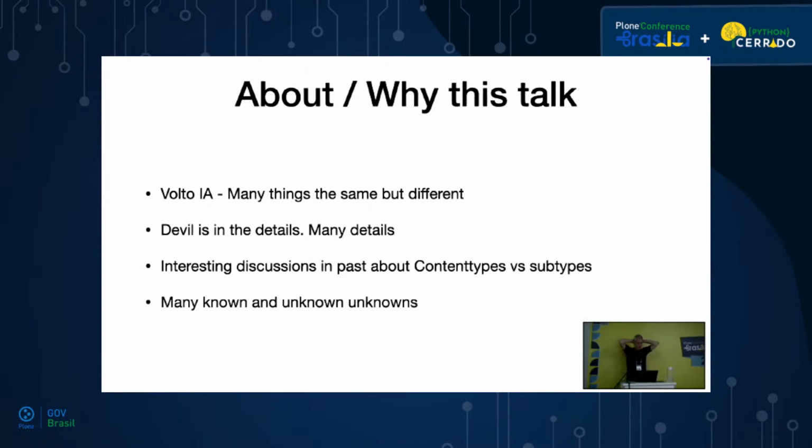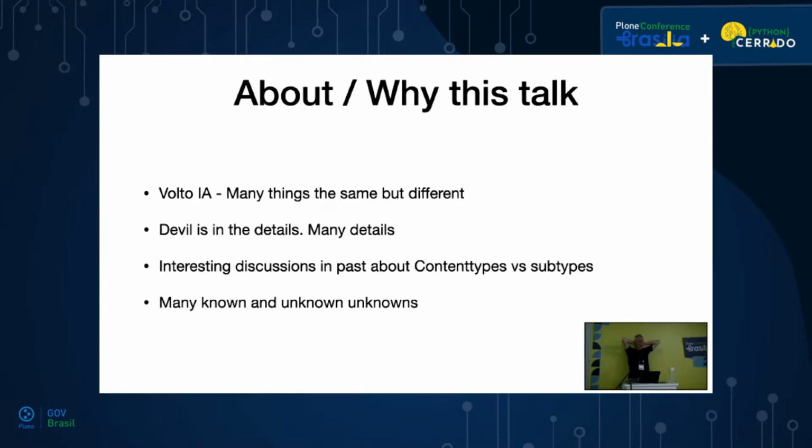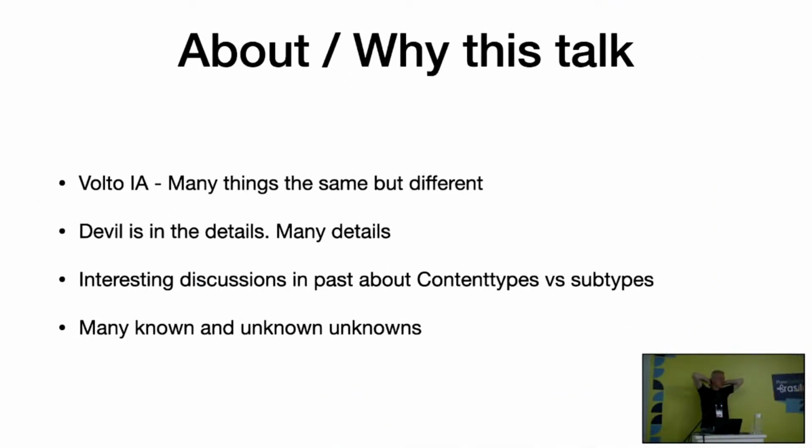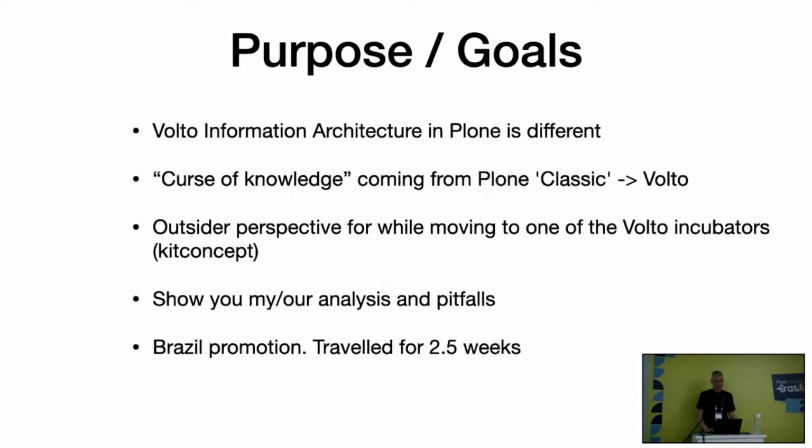So why this project? Because we have this new front end now, and many things are the same, but also many things are different. And I found out throughout the year that the devil is really in many, many details. I've had many interesting discussions in the past already about generic Plone CMS information architecture, especially about content types and subtypes, and if you should create many content types or just a few and then vary it. So it's my thing. I've talked with people.